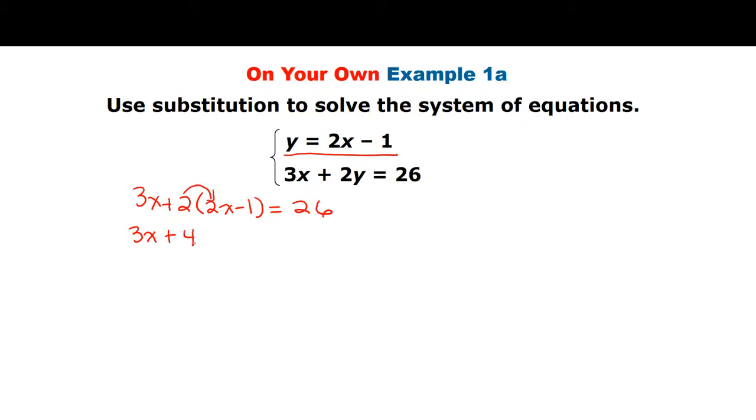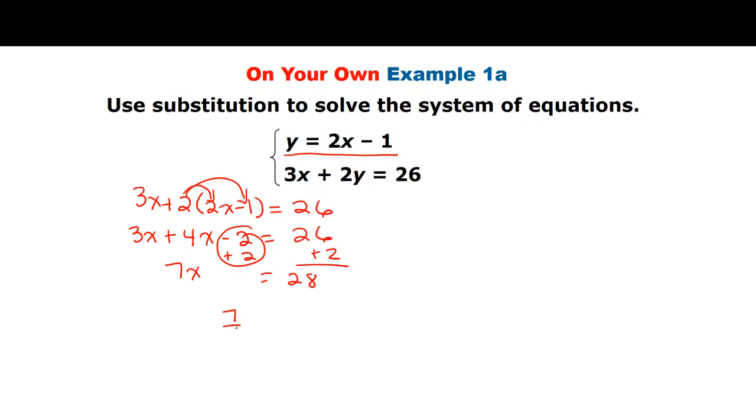So that's going to be plus 4x, and distribute again, minus 2 equals 26. So I'm going to add my like terms together. 3x plus 4x is 7x. And now I'm going to add 2 to both sides. So that leaves me with 0 there, equals 28.